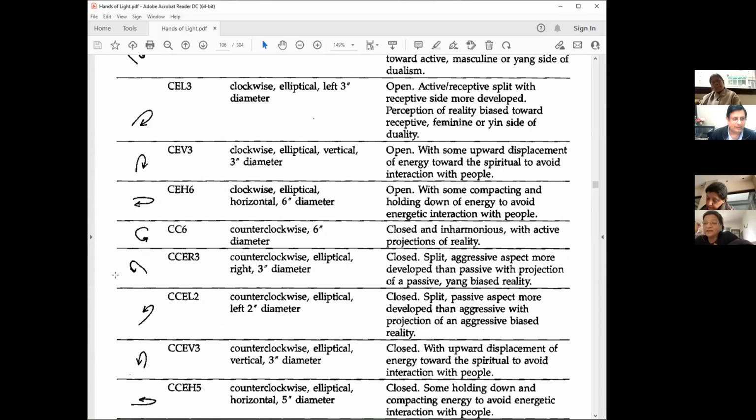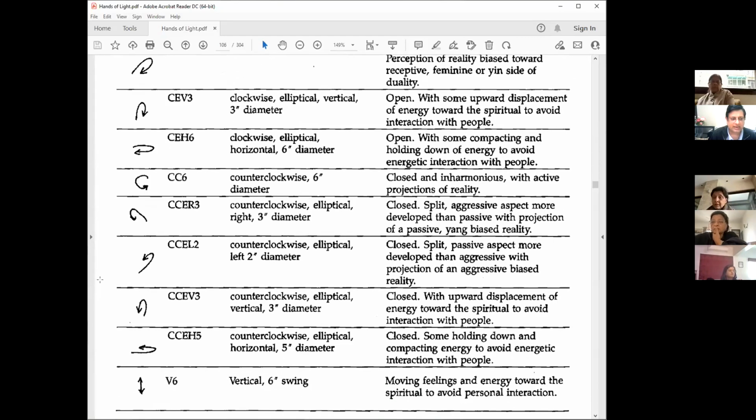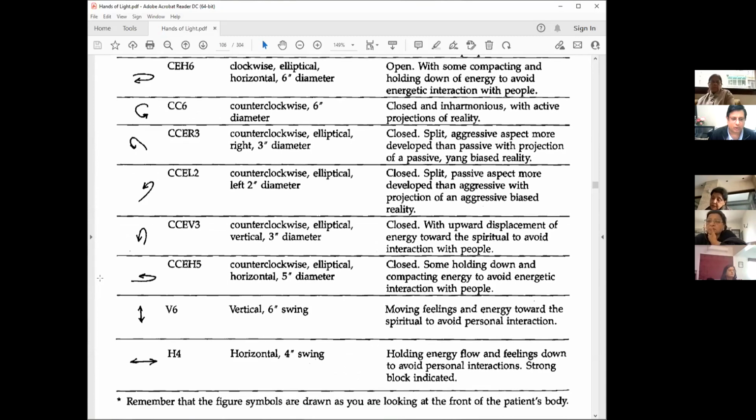Okay, then you have horizontal. So H will stand for horizontal. And then CC stands for counterclockwise. It is going anti-clockwise. So basically, there are 5 or 6 things that we need to take over here. One is C, which is clockwise. CC stands for counterclockwise. R stands for right. L stands for left. V stands for vertical. H stands for horizontal. And E stands for elliptical. If you know these 4 or 5 items, you know the whole thing.